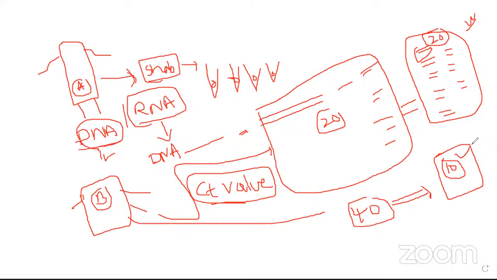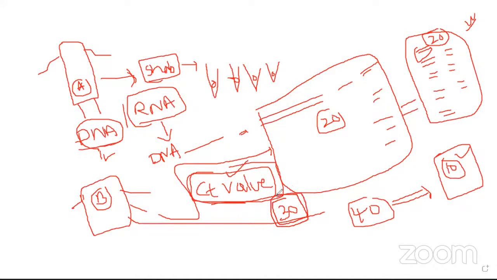Who is positive? Who is negative? A or B? Hello? Is it audible to you? Yes, sir. A. Right. That is called the CT value. The optimum CT value is 30 cycles.